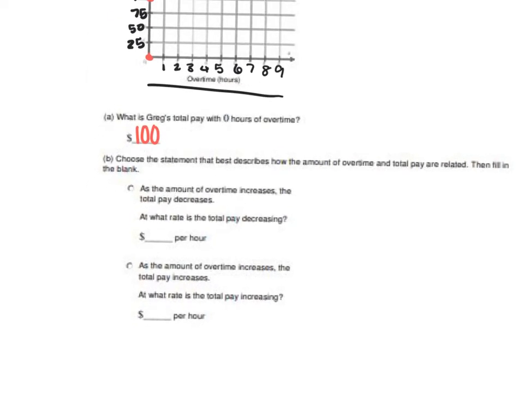Part B says, choose the statement that best describes how the amount of overtime and total pay are related. Then fill in the blank. First one says, as the amount of overtime increases, the total pay decreases. Well, it's a positive slope and it's continuing to go up, so that's not going to work. That's a no. So it must be our second one, which says, as the amount of overtime increases, the total pay increases. That's a yes.